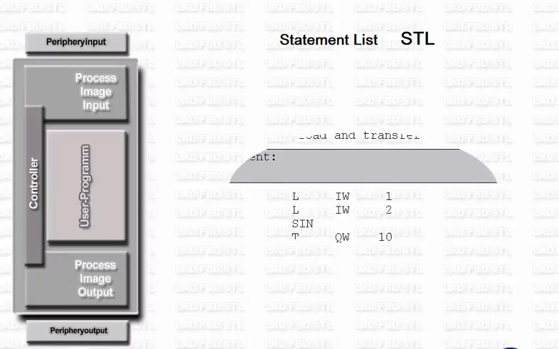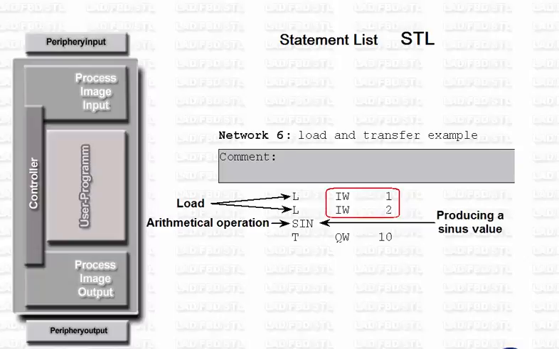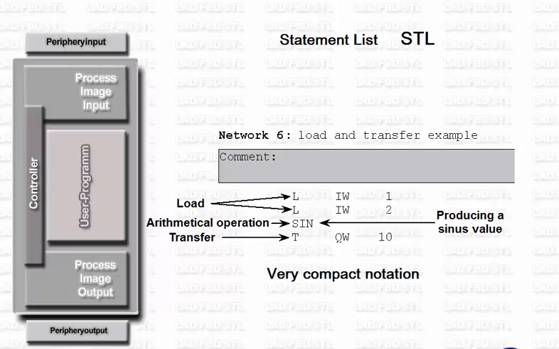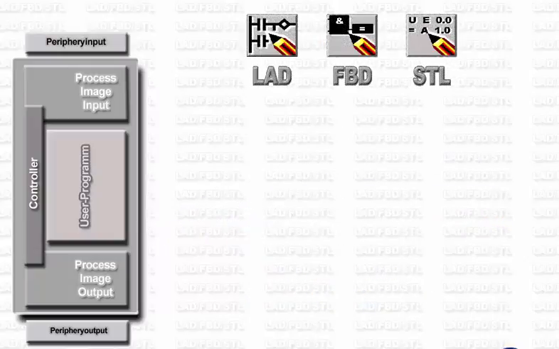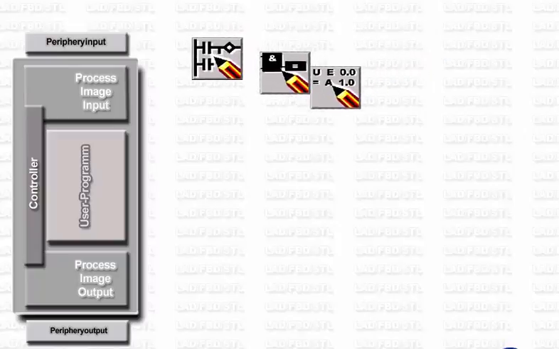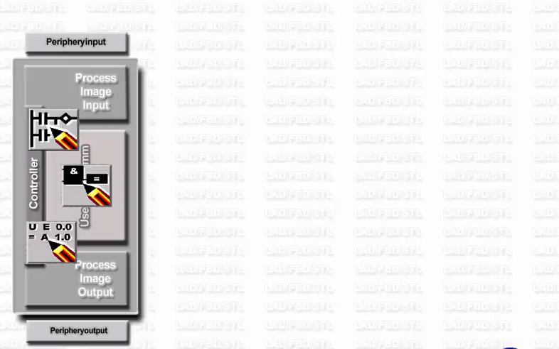Digital operations are processed in statement list by loading digital variables, such as two integers, and combining them, for example by an arithmetical operation. The result is then transferred into the memory. The advantage of using statement list is the very compact notation of the automation task in hand, which saves user memory resources. Depending on the program structure and the application case, you can even mix all three languages within the same CPU.